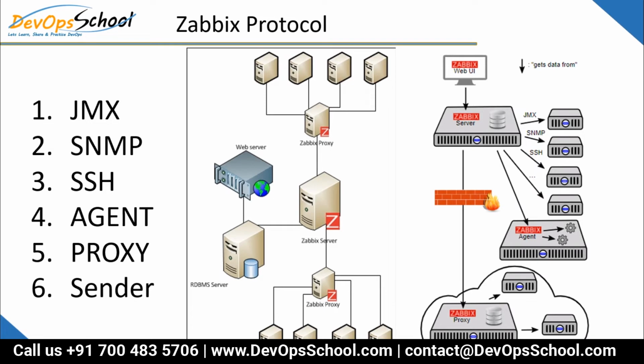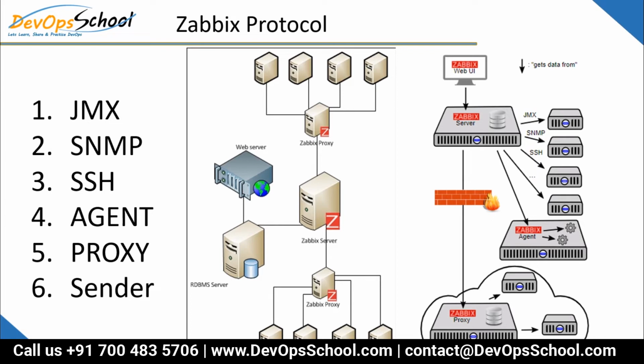So in Zabbix, we have different protocols. One protocol is JMX. Another one is SNMP. Third one is SSH. Fourth one, agent, on the port. Proxy, sender. So there are so many ways we use to get the data. Look at this here. Server is getting the data through JMX, SNMP, SSH, and multiple ways. This is just for visualization, so you understand it very well. So you can get the data from the different protocols also.